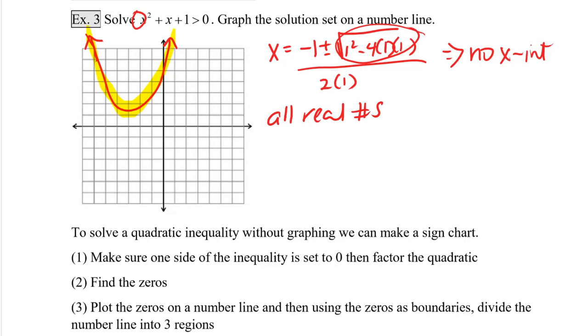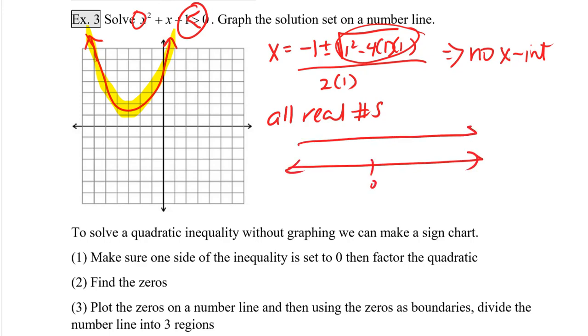Now conversely, if the direction of the inequality was less than 0, you can see that none of the parabola is graphed below the x-axis. So if that was a less than symbol, our answer would be no solution. Now the way we graph all real numbers on a number line is we draw a number line and we draw a line above it.